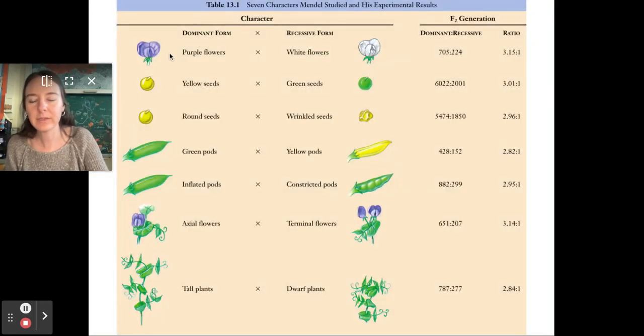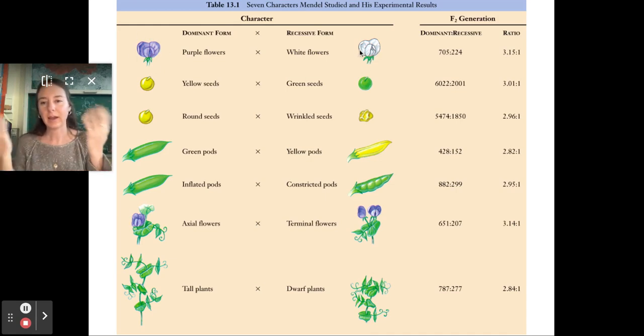So here's our P generation. So here's our original true breeding purple, true breeding white. After the first F1, all were purple. And then let's take a look at the F2 generation. Okay, so what he actually found was that in his research, he counted up 705 dominant, or in this case, those were purple, and 224 recessive, or in this case, white. So if you were to look out in the garden, mostly purple, but some white in that F2 generation.